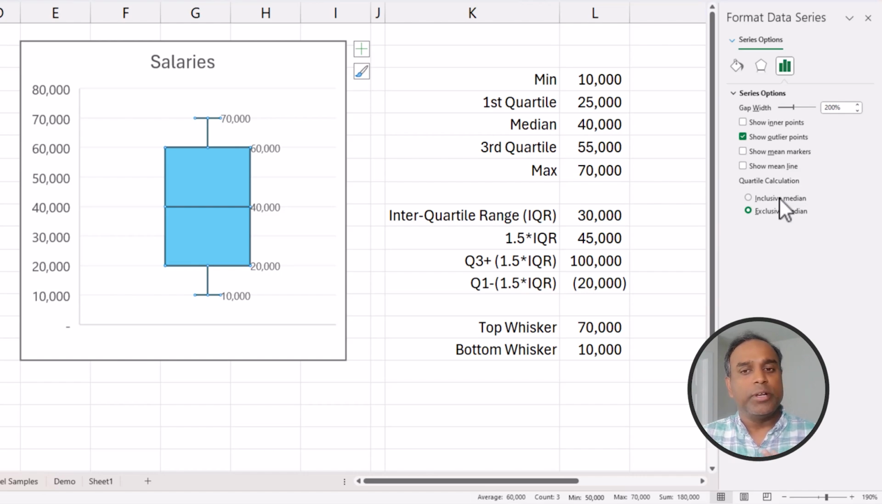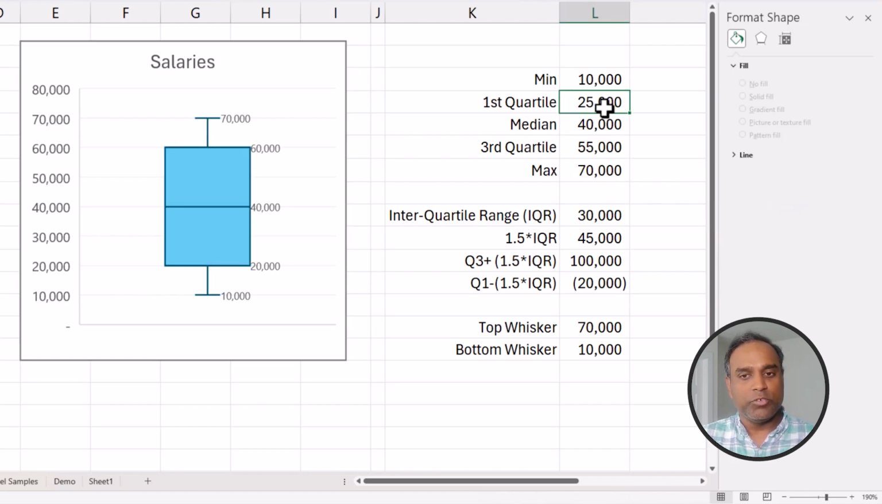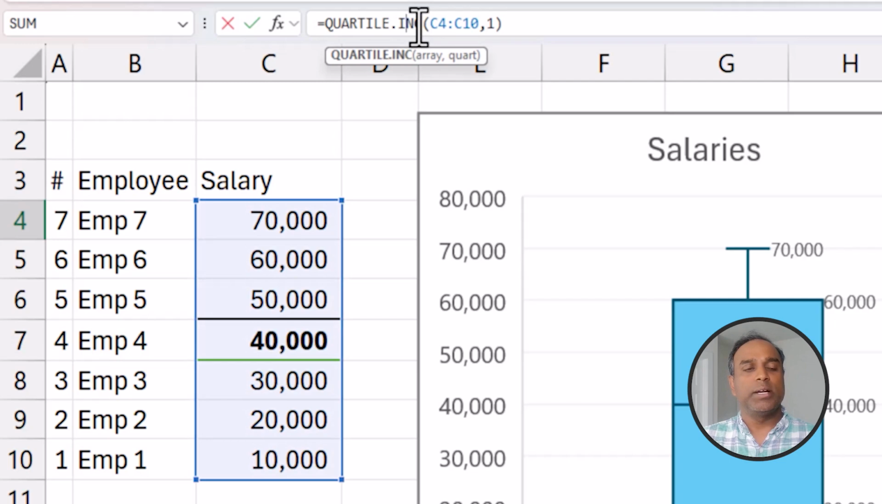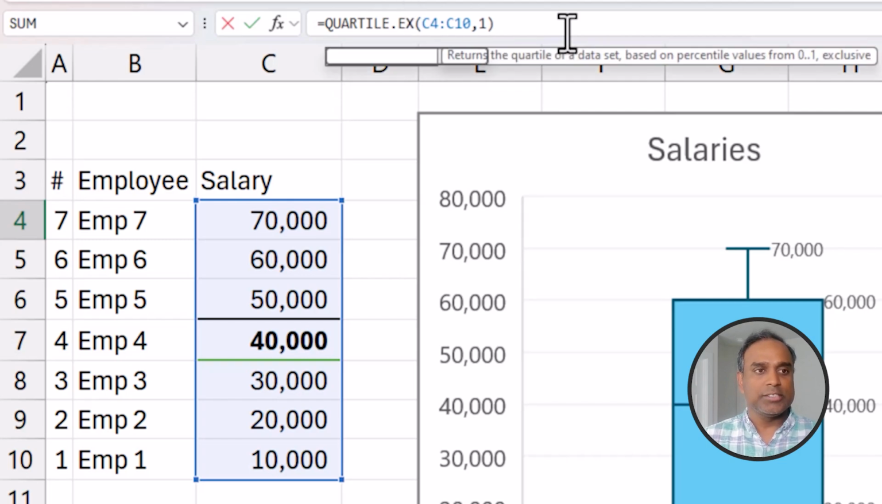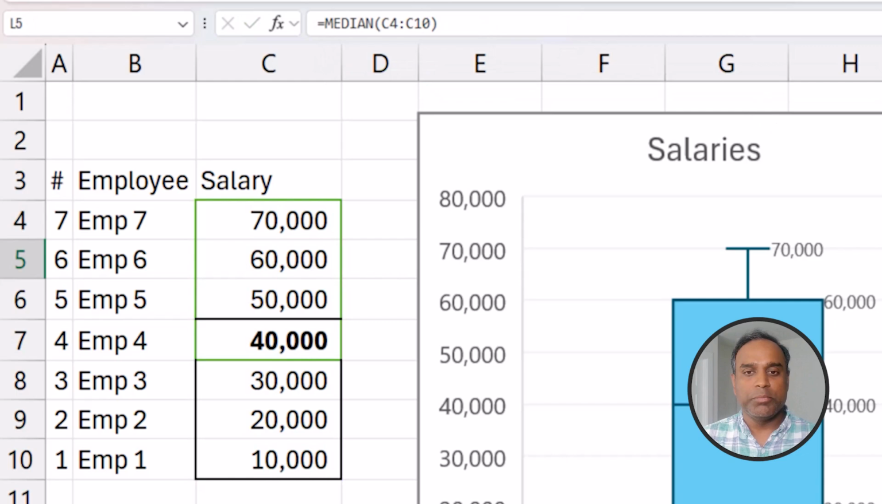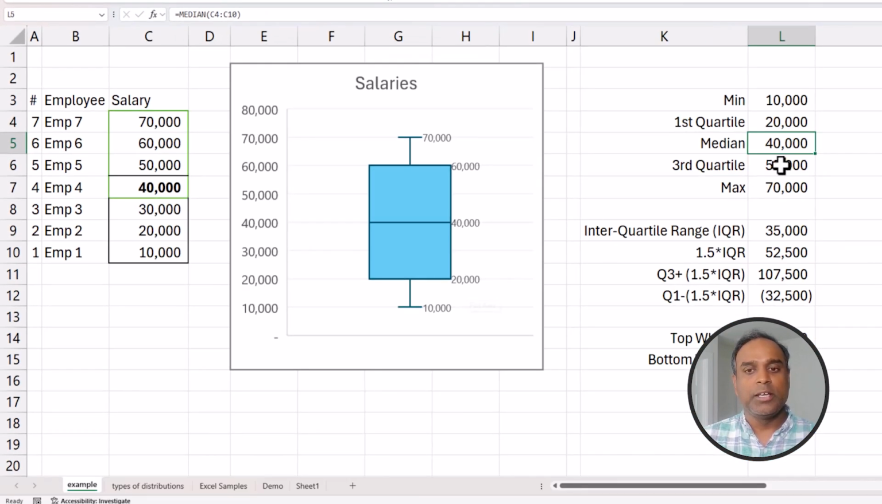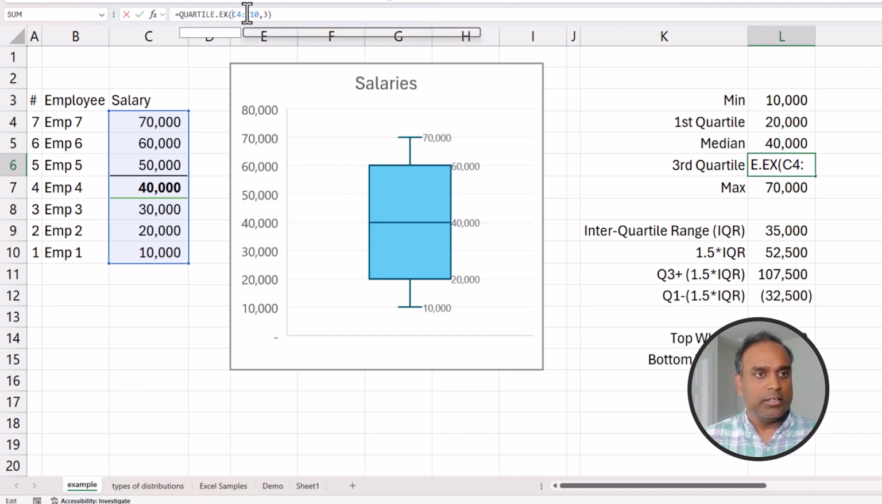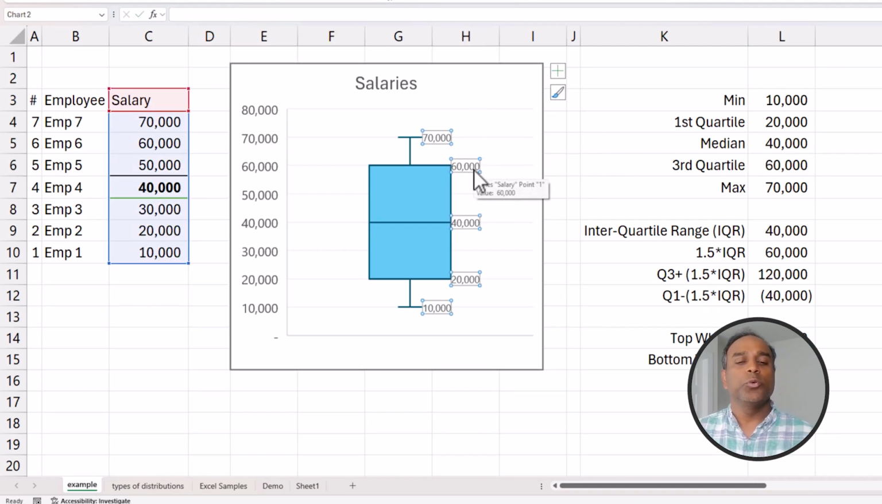And you can also arrive at this using the formulas. When we did the quartile function, we chose the specific function which is inclusive. You can also change this to exclusive by typing in quartile.exc, and now your number will match what Excel is doing on the chart. Same thing for the third quartile. You can do exc, third quartile. Now that number will match your number. So you can arrive at values either way, depending on which setting you choose.